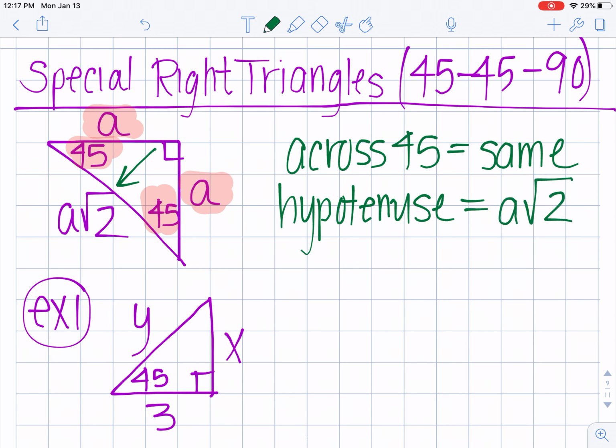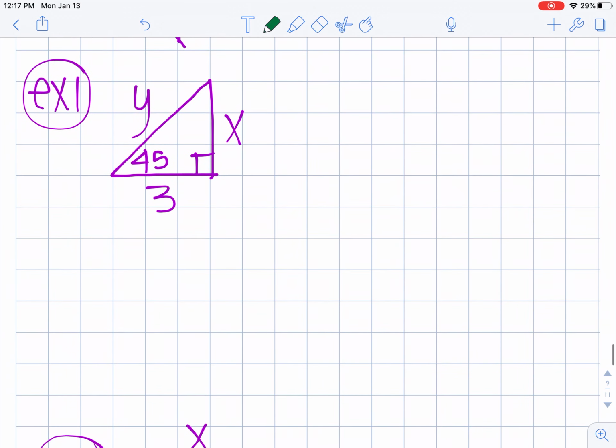So when we're doing these problems, we do them just like we did the 30, 60, 90 triangles, except now we just have a different shortcut. But the process is exactly the same. So I have two examples for you. In this problem right here, we have to find the missing sides x and y. So we notice that we have a 45, 45, 90 triangle.